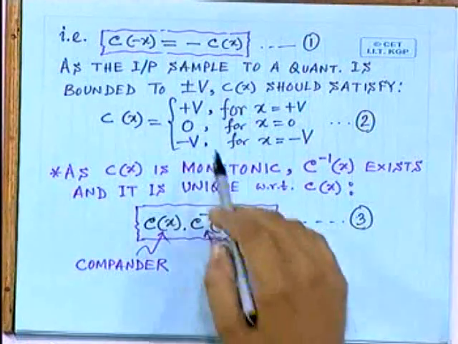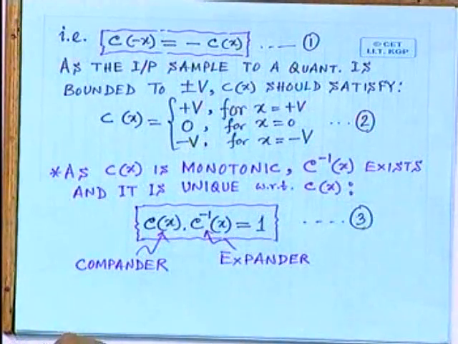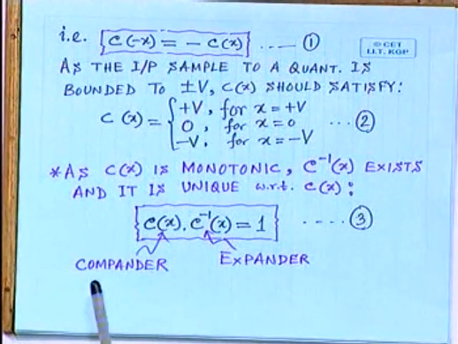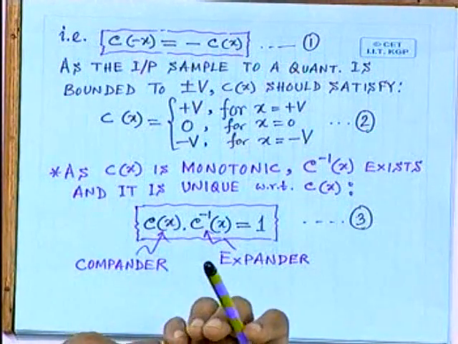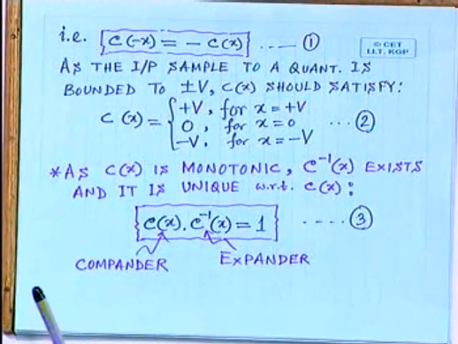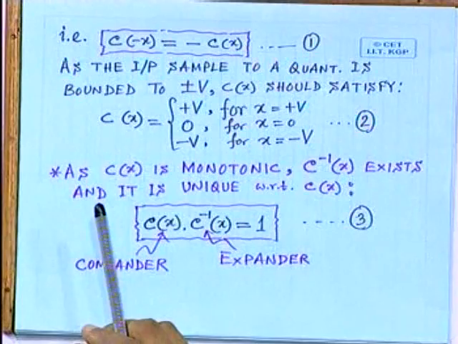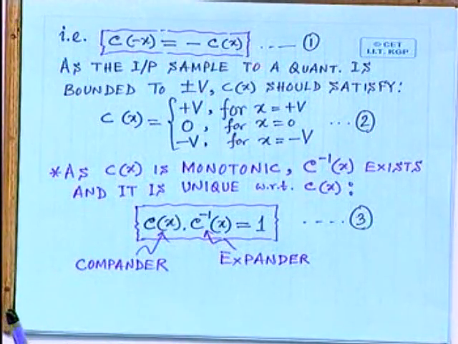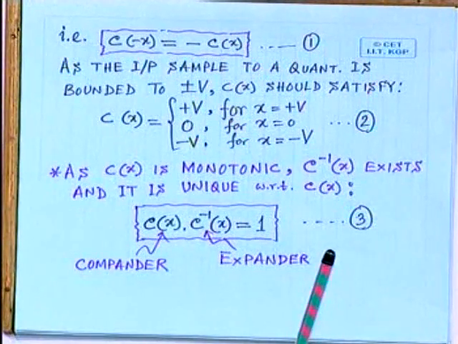So let this boundary condition be our set of equation number 2. Now we can say that it's a mathematical property that if you have a monotonically increasing or decreasing function, like Cx, then C inverse x exists, and that's unique really. If Cx is monotonically increasing over a certain range like plus minus v, then it is always possible to find the inverse function, and this is very important for us.